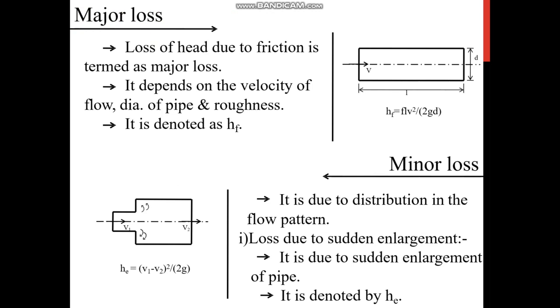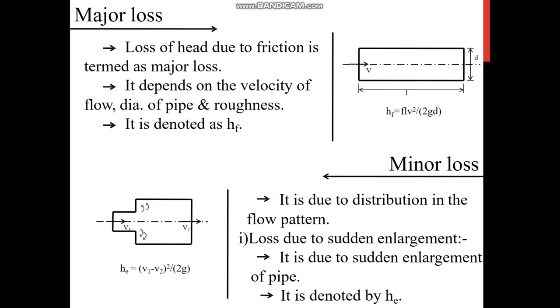The major loss is the loss of head due to friction, and it depends on the velocity of flow, the diameter of the pipe, and the roughness of the pipe. It is denoted as HF, and it is given as HF is equal to FL V square divided by 2GD.